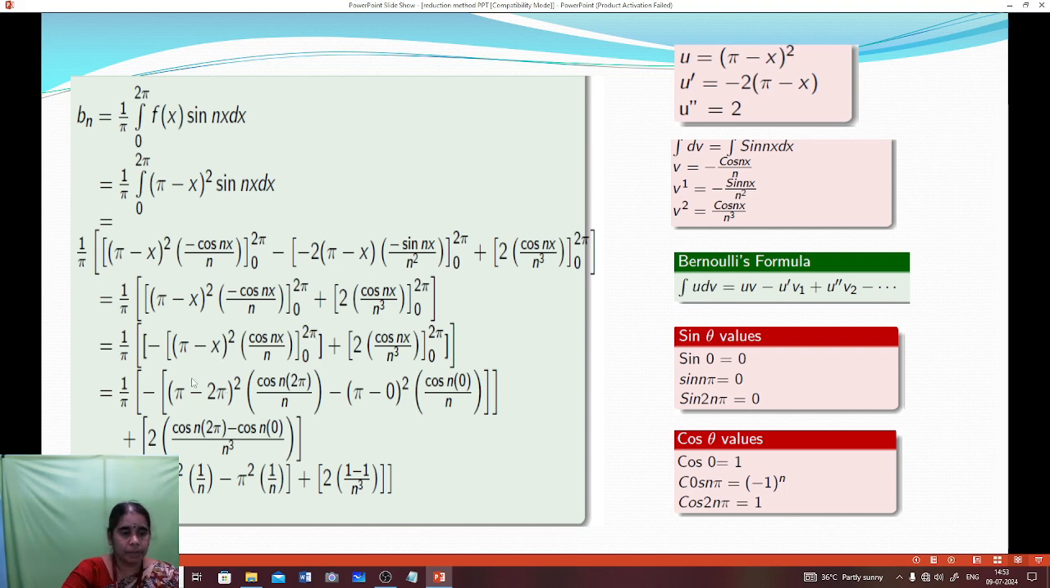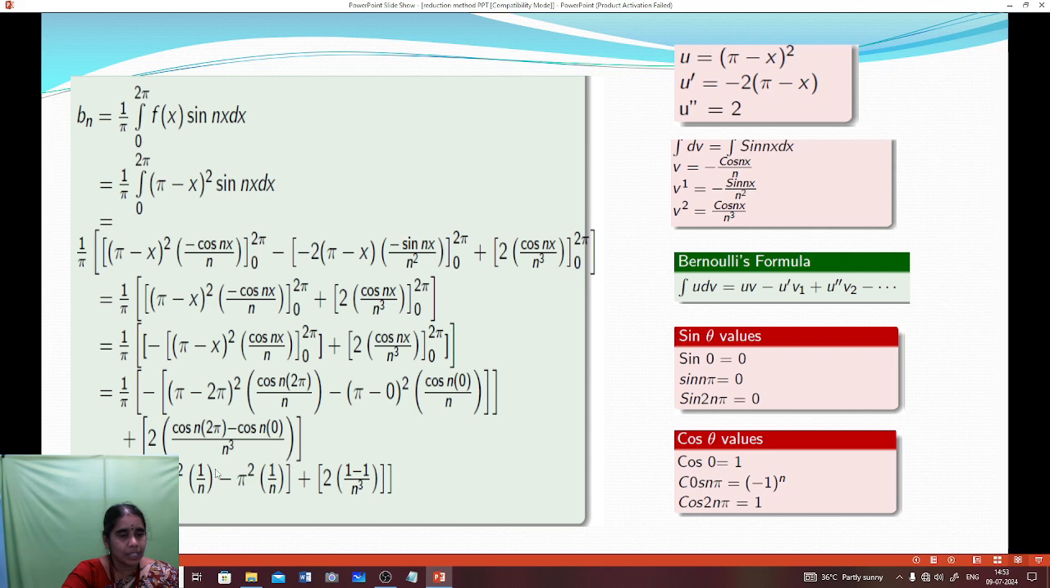Replace our x by 2 pi. So 1 by pi minus, replacing x by 2 pi. So pi minus 2 pi the whole square into cos n into replace x by 2 pi by n. Then upper limit we substituted minus lower limit. Lower limit is nothing but 0. Going to put our x as 0. So pi minus 0 the whole square into cos n into 0 by n. And the second term. In the second term, same thing as upper limit minus lower limit. Replace our x by 2 pi minus x by 0. This thing. Next 1 by pi.